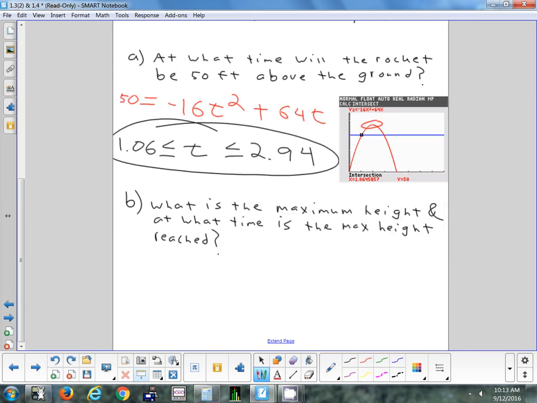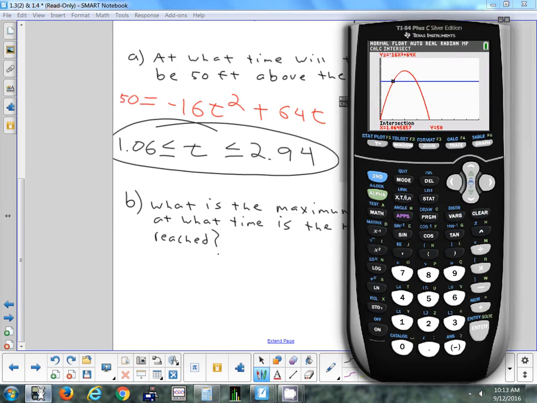Okay, I don't think we've done this yet, but does anybody see an option under calc that would help to answer part B? Yep. Maximum? Yeah, we're going to calculate a maximum. And the way you do this is, I'm on the wrong curve. I don't want to be on the blue, so I'm going to hit the up arrow. It'll bring me to the red.